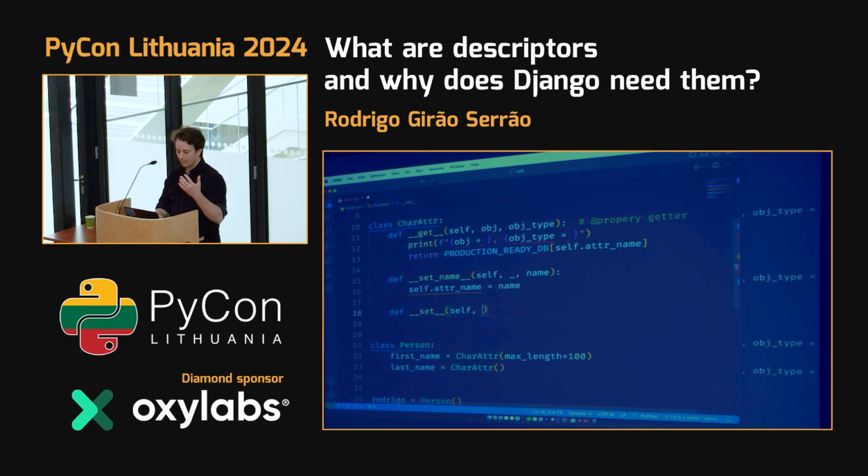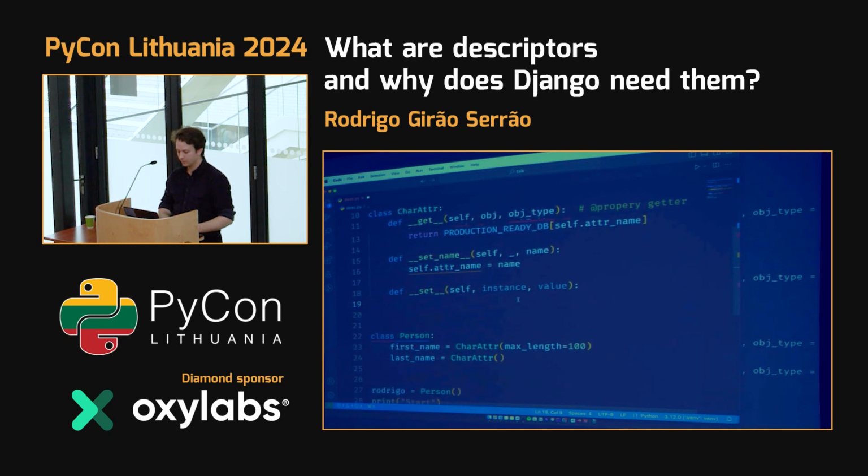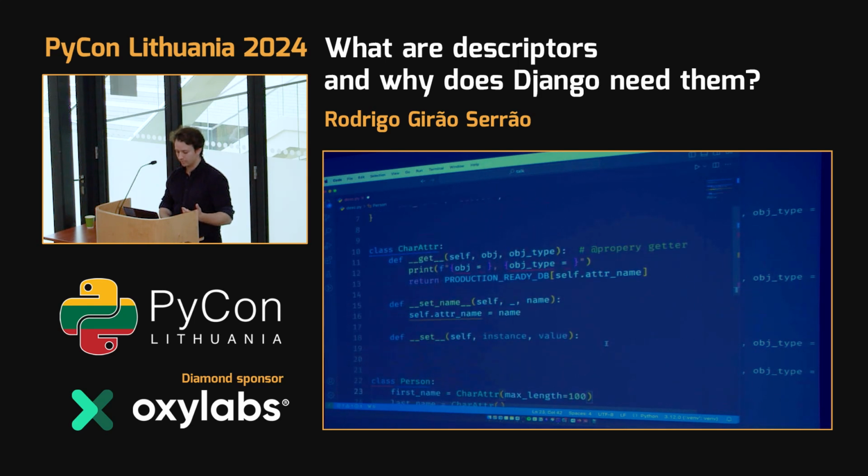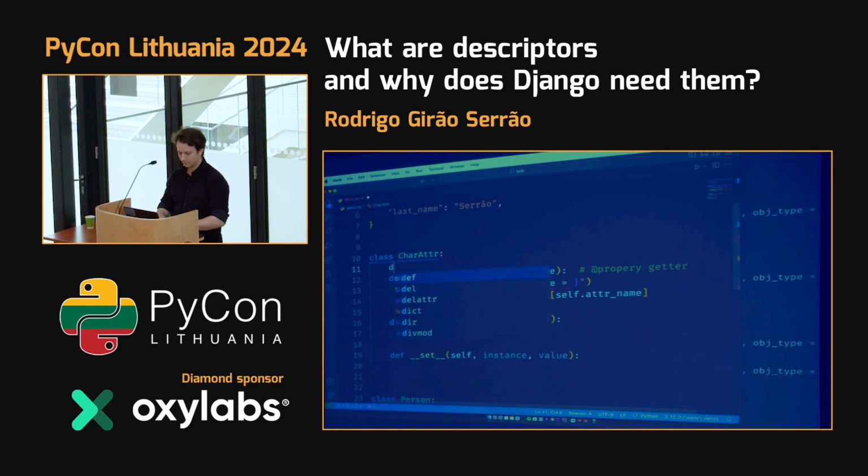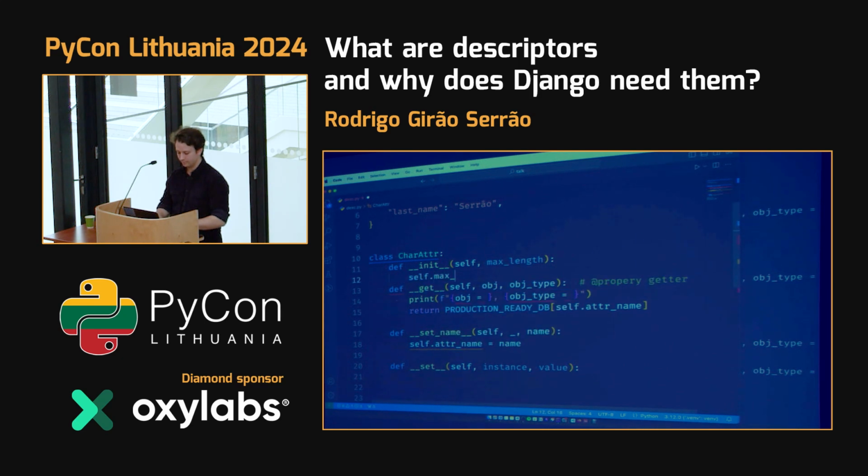And for this, Python will give me the instance and the value I'm trying to assign to this attribute. And now what I want to do is truncate the value to make sure that it satisfies this max length. So in order to do this, I need to save the max length when I'm initializing my char attribute. I need to save it for later.